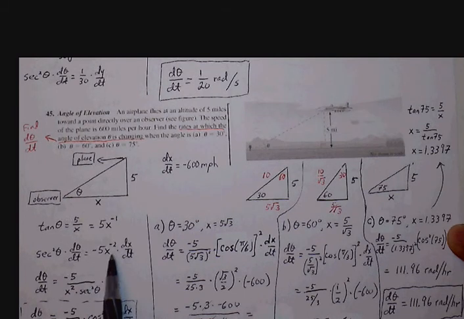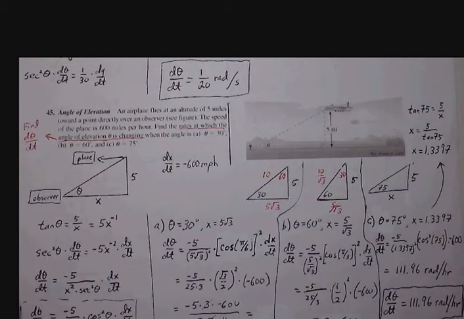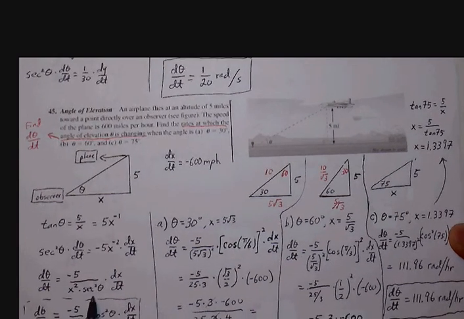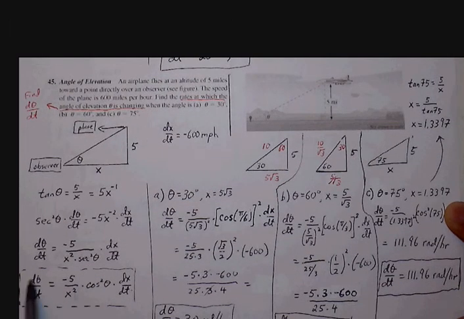Move the secant squared over to the other side. And so we're left with d theta dt is equal to negative 5 over x squared times cosine squared theta, as we move the secant squared to the top, times dx dt. So we're going to keep coming back to this as we solve for a, b, and c.